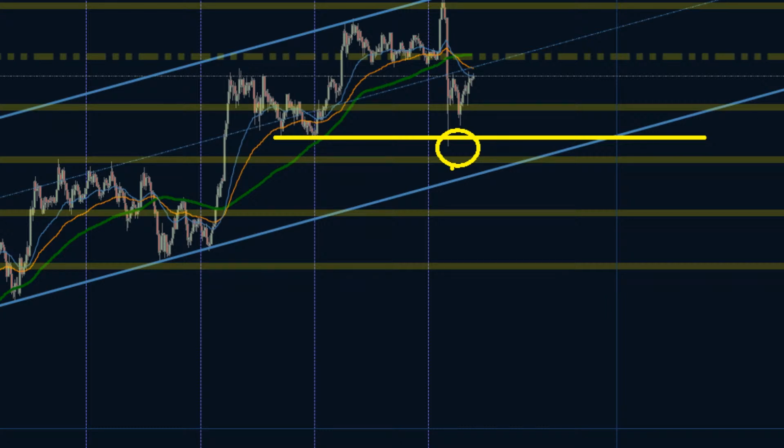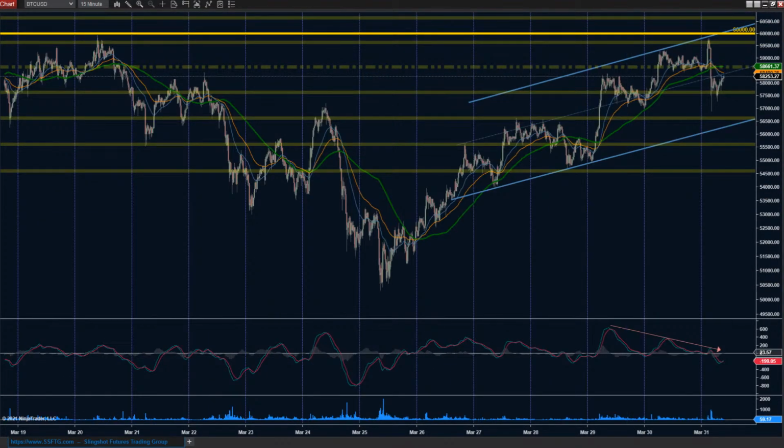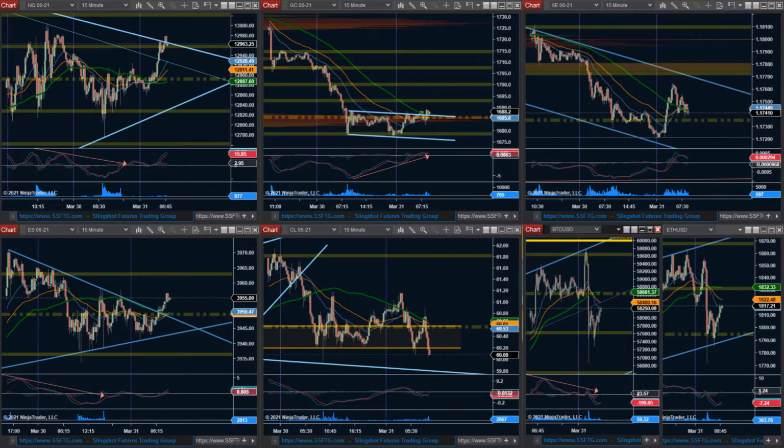Well, why would it go there and then stop and turn around? That's called accumulation. That's all of those stops getting triggered out. Someone gobbled them up. Otherwise, it would have gone through. I don't know if it was PayPal or whoever, but obviously it took a lot of money to reverse it the way that it did.